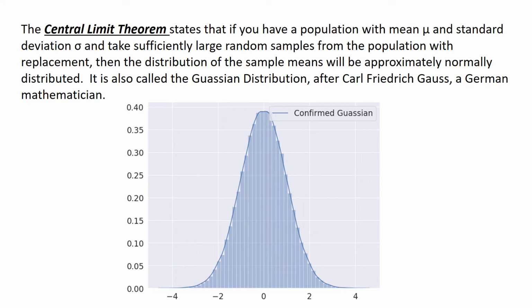This is how we come up with the central limit theorem, which we'll be using the rest of the semester. If you have a population with a mean, which is mu, remember, that's what that cursive u is, and standard deviation sigma, that's a small sigma, by the way, and take sufficiently large random samples from the population with replacement, then the distribution will be called a normal distribution. This is also called a Gaussian distribution after Carl Friedrich Gauss. He was a German mathematician in the 1700s.